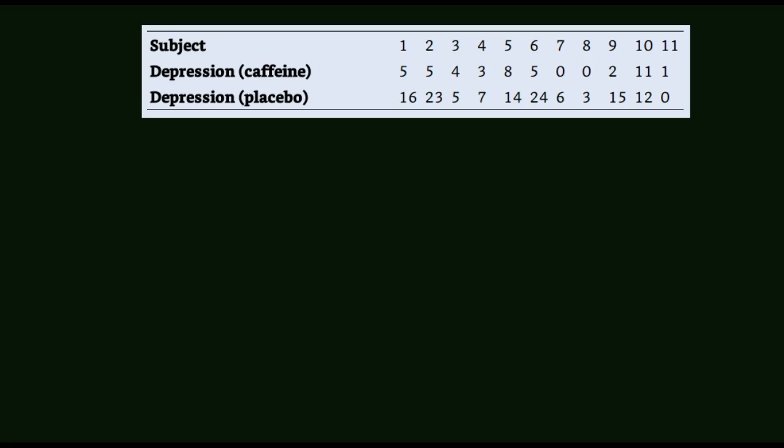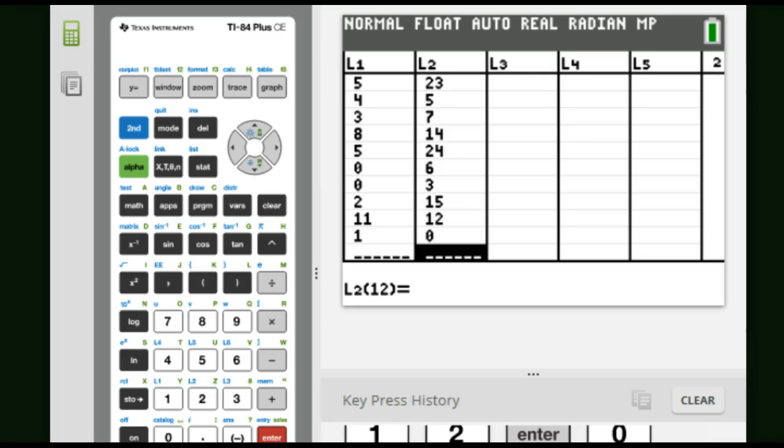Okay, so what I need to do is load this all into my calculator. So I'm going to use a little bit of video magic here and do that behind the scenes. All right, so I put the caffeine results there in L1. I put the placebo results hanging out there in L2. Now I need to create the diff sample X. So I need the diffs, right?